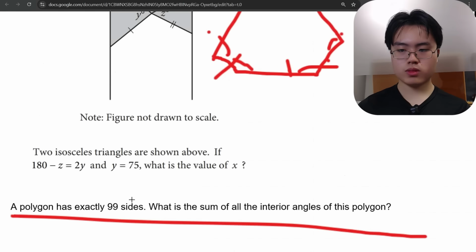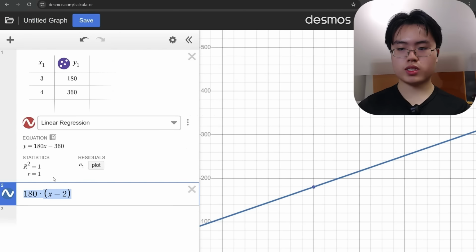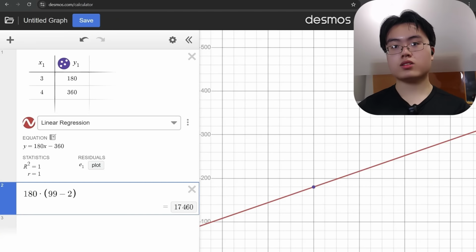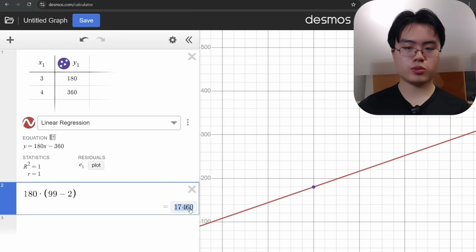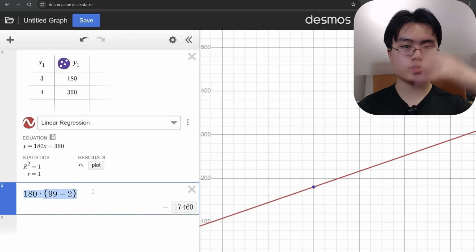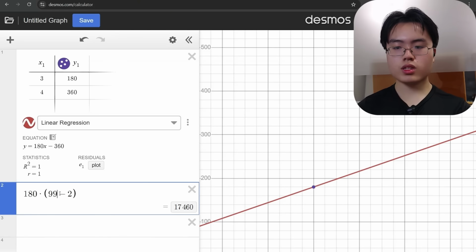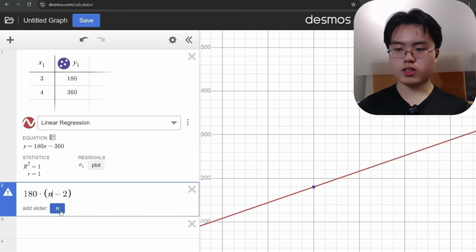So try solving it. A polygon has exactly 99 sides, so we just plug in 99. And then what is the sum of the interior angles? This number is literally that: this equation gives you the sum of the interior angles. This is the formula for the sum of the interior angles. So 17,460 is the answer here. And this is the formula.